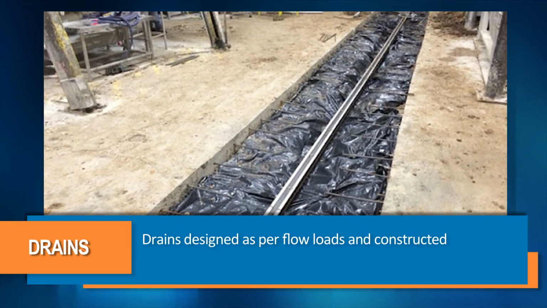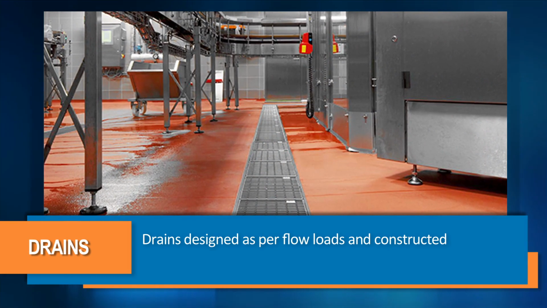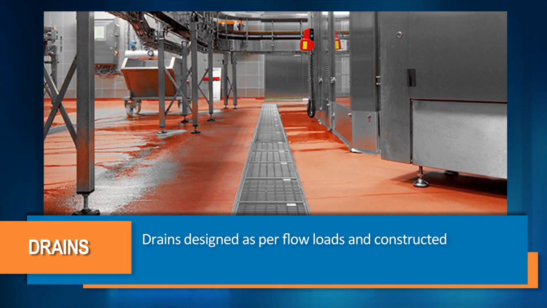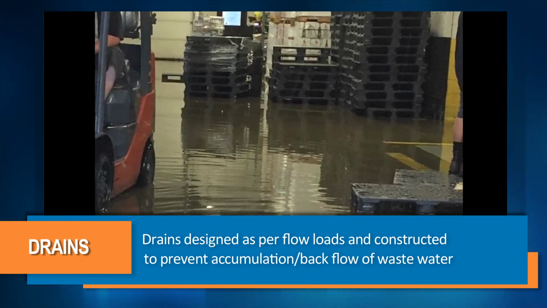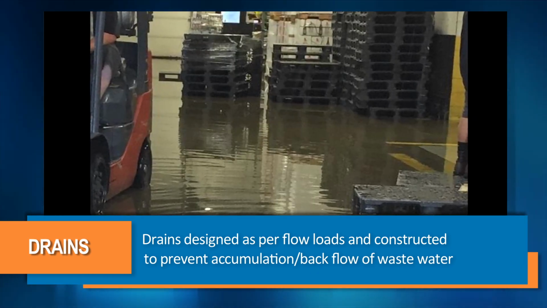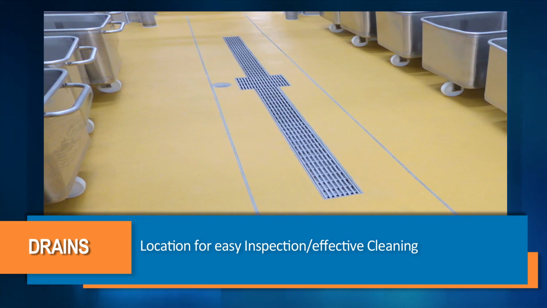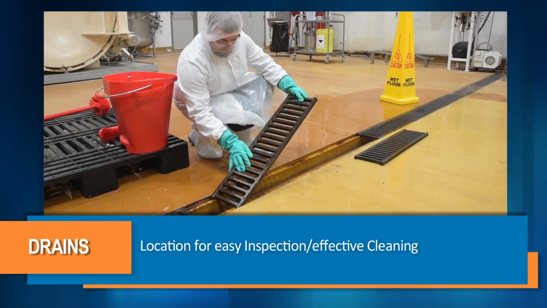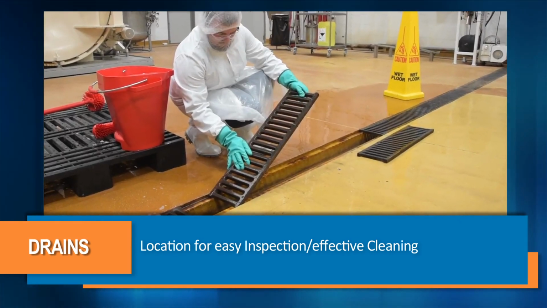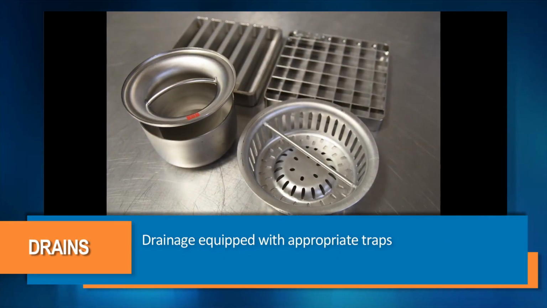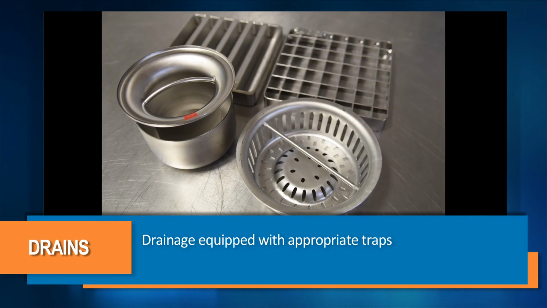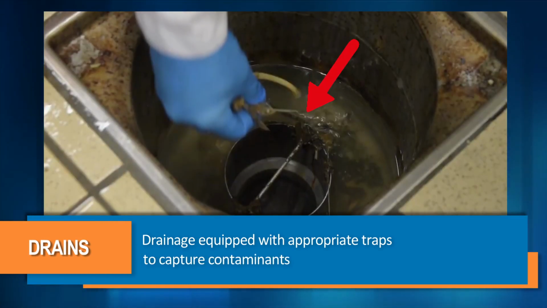Drains shall be designed to meet expected flow loads and constructed so as to prevent accumulation or backflow of wastewater. Drains should be located in such a way so that they can be easily inspected and effectively cleaned. Drainage shall be equipped with appropriate traps to effectively capture contaminants.